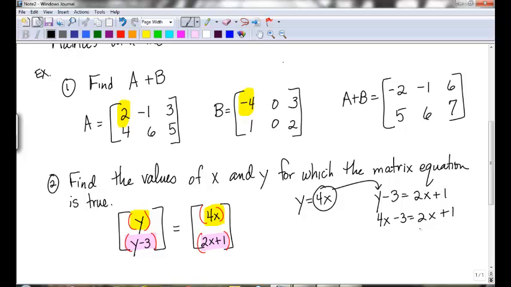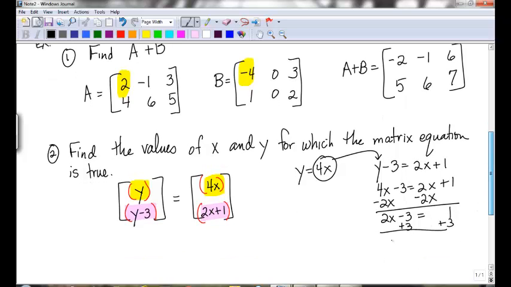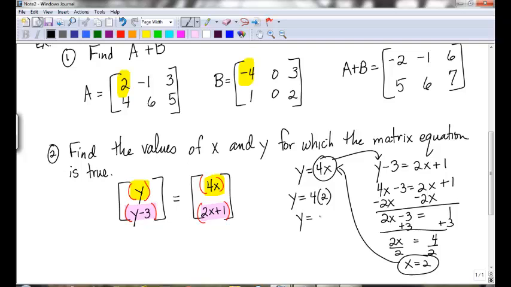Okay? And if you subtract the 2x, you'd have 2x minus 3 equals 1. Do the inverse, add 3 to both sides. Your steps don't have to agree with mine, but your answers ought to be the same. I end up with x is 2. You agree with that? Now put that back in. You can sub it back in up here, and then you get y equals 8. 4 times 2, so y equals 8. So your ordered pair would be (2, 8), and that would be your final answer.